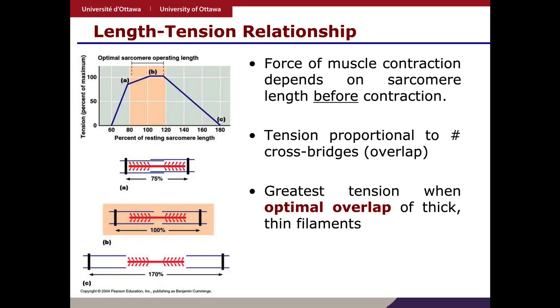The greatest tension is developed when there is an optimal overlap, which luckily just happens to correspond to the resting length of our muscles. At shorter and longer lengths, less overlap produces less active force, and the relative positions of other proteins that make up the sarcomere interfere with contraction.